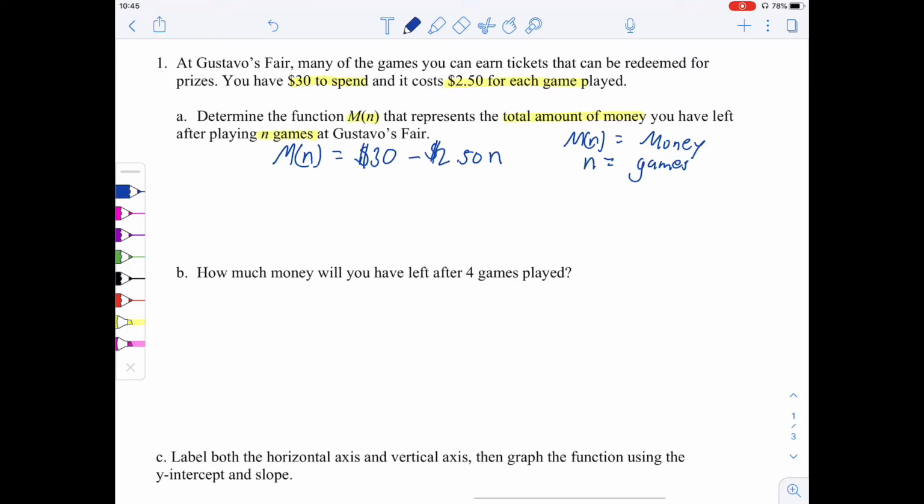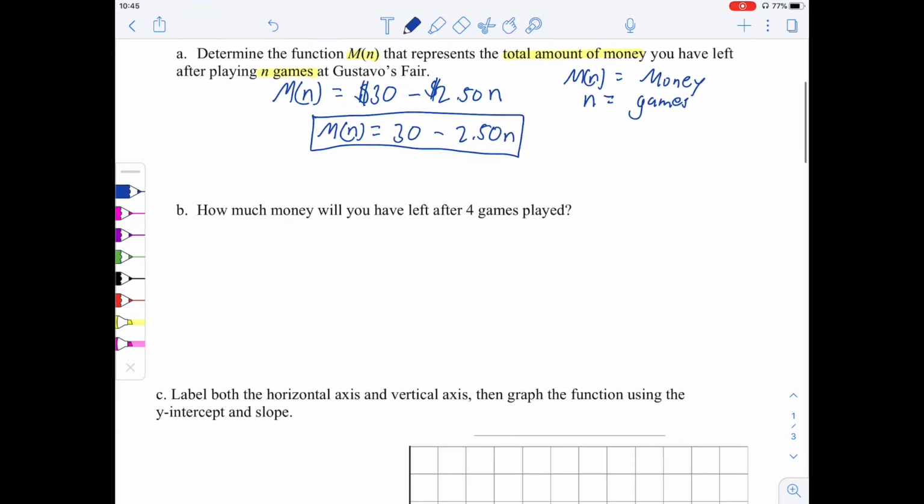Okay, so we have an input, games, and an output, money. So to simplify this, m of n equals 30 minus 2.50 times n, and that's our equation right there. So that's our function, m of n.